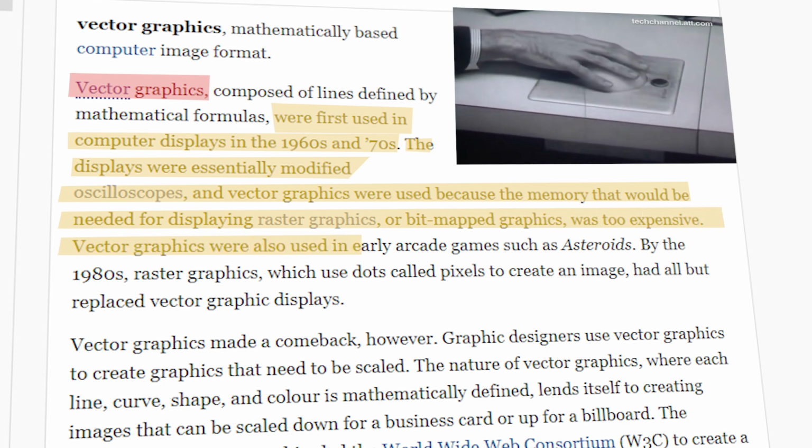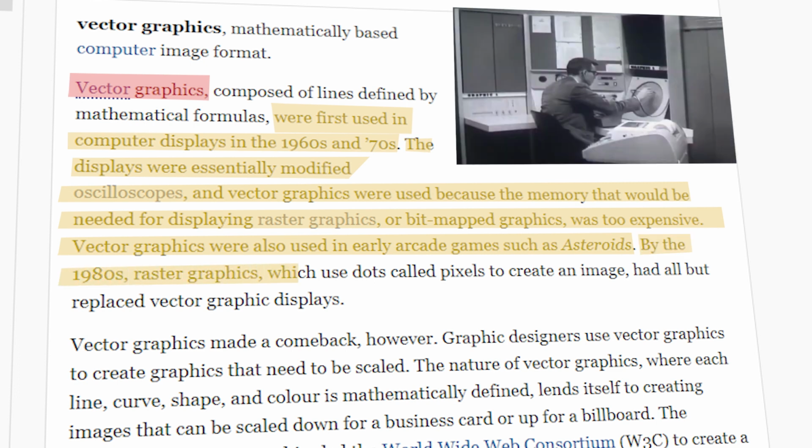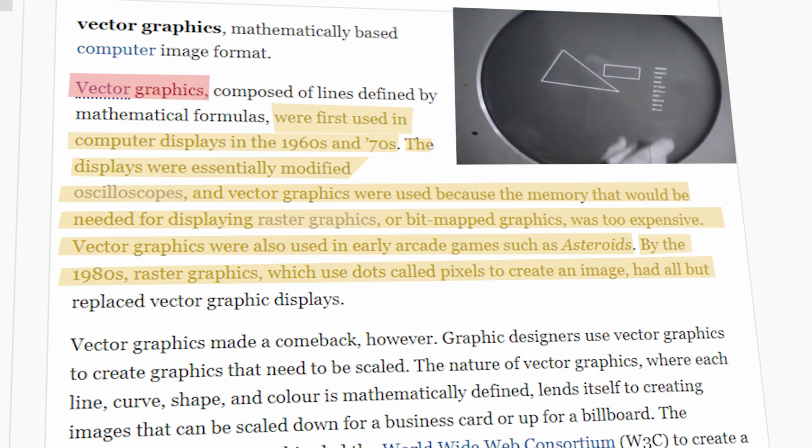Vector graphics were also used in early arcade games, such as Asteroids. By the 1980s, raster graphics, which used dots called pixels to create an image, had all but replaced vector graphics displays.